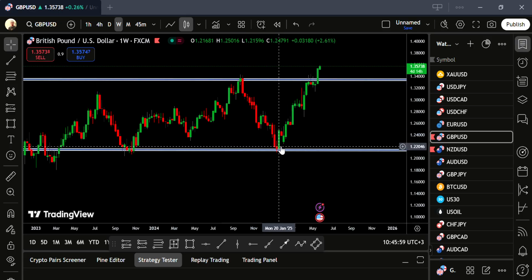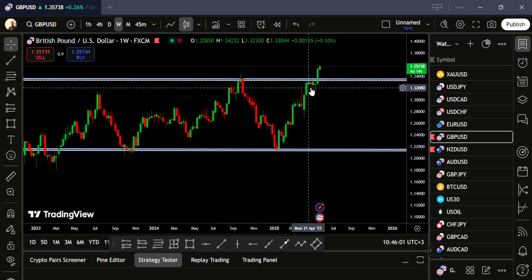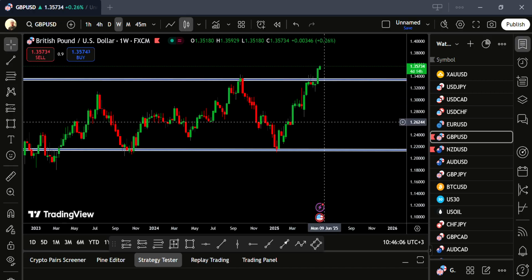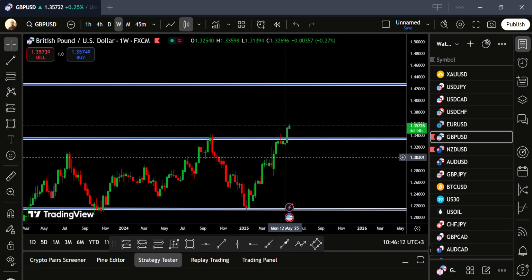Came back, used it as support. So when price went, he came here and started rejecting. We're expecting sellers to go down here. However, there's a lot of bullish momentum because the US dollar is currently weak. And now what did we do here?